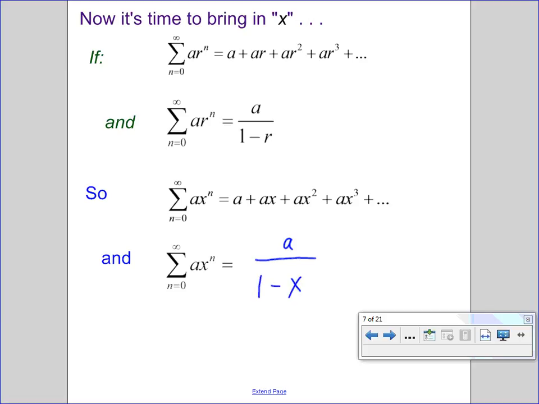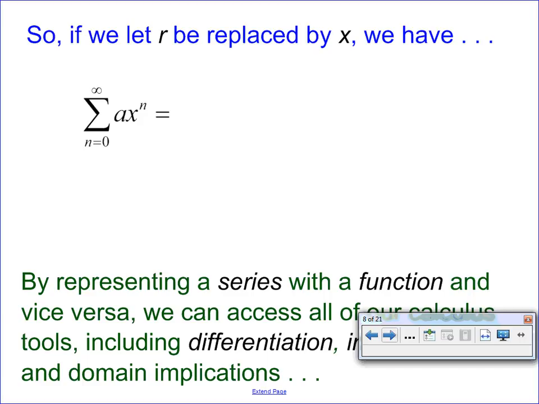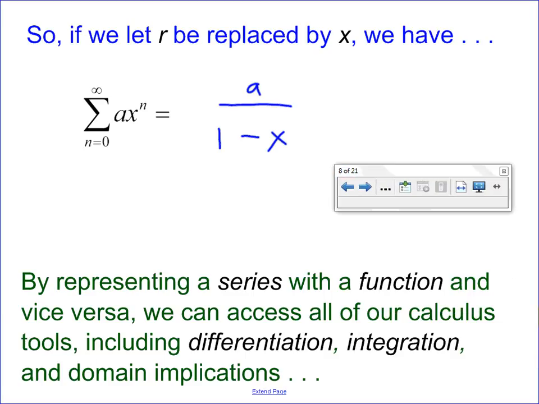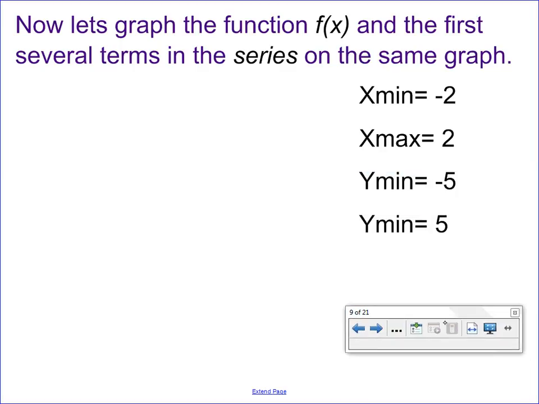Alright, so this is kind of a big deal. If we let r be replaced by x, our infinite power series is simply given by a over 1 minus x, which is a function in its own right. By representing a series with a function and vice versa, we can access all of our calculus tools, including differentiation, integration, and domain preservation as well. Cool. So let's graph our parent power series function f of x and the first several terms in the series that it represents on the same graph.